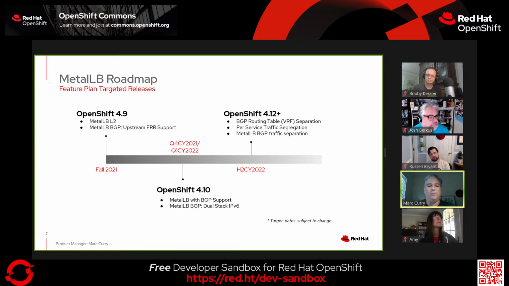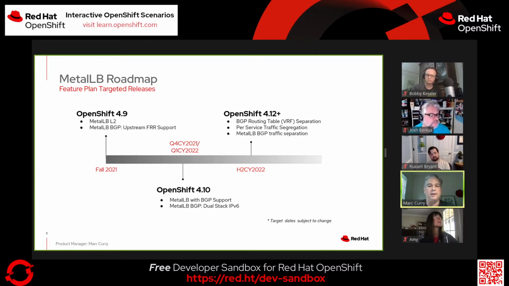And that will provide MetalLB with BGP support, and also BGP with dual stack IPv6 capability support. And then, building upon the success of those two primary use cases that our customers have asked for, in the future we will enhance that. You can see a few of those topics listed here. Currently we'd be targeting OpenShift 4.12 onward, which would be the latter half of calendar year 2022, so the latter half of the next calendar year. Keep in mind, these are target dates, but so far, everything is looking very good.